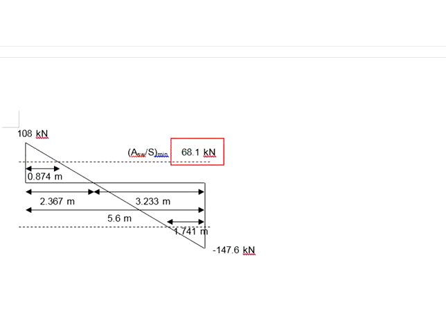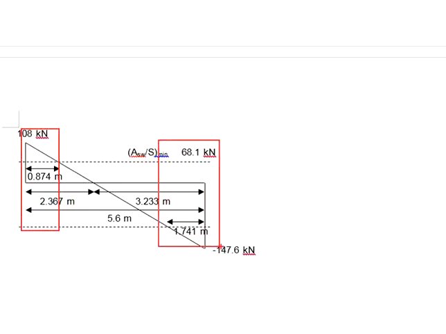This 68.1 kN will set the boundaries of your minimum shear length. When this line intersects with the shear force diagram, this will be the regions of the minimum shear length, whereas these sections and these sections will be the regions for the normal shear length. You can do the interpolations by taking the ratio.